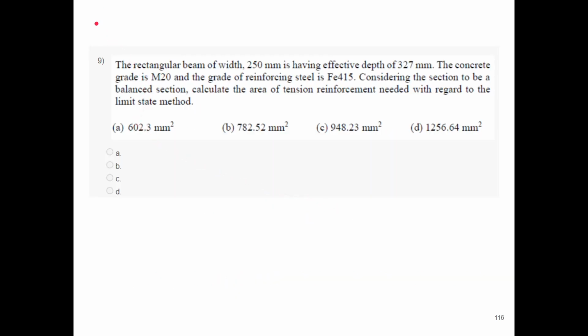So ninth question. The rectangular beam of width 250 mm is having effective depth of 327 mm. The concrete grade is M20 and the grade of reinforcing steel is Fe415. Considering the section to be a balance section, calculate the area of tension reinforcement needed with regard to the limit state method. So answer option is A 602.3 millimeter square, B 782.52 millimeter square, C 948.23 millimeter square, D 1256.64 millimeter square. So which is the correct option?